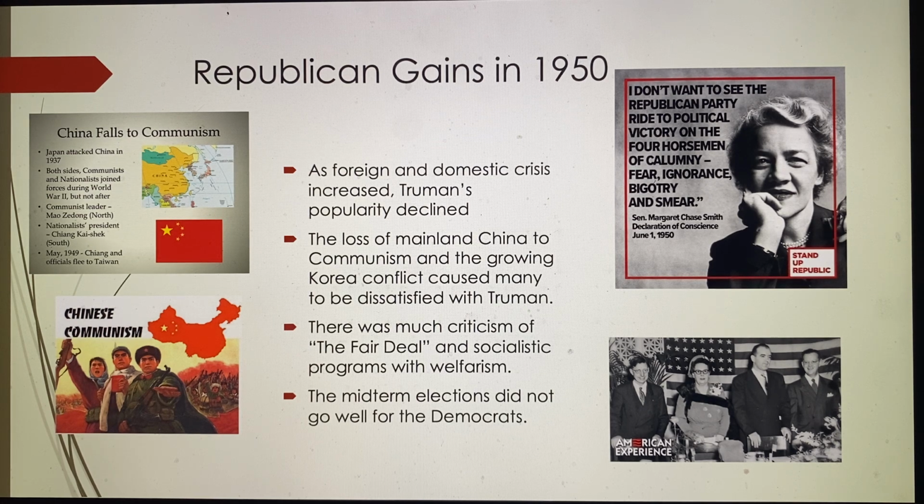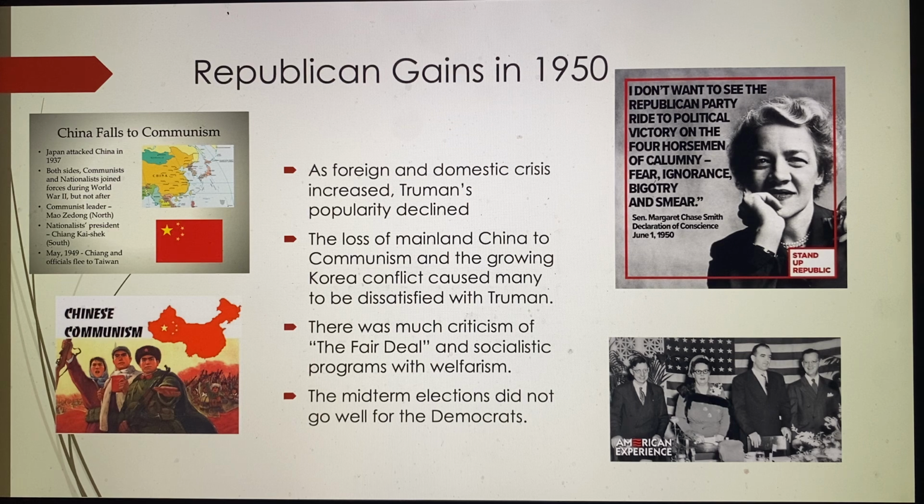Japan attacked China in 1937. Both sides, communists and nationalists, joined forces during World War II, but afterward the communist leader was Mao Zedong, and the nationalists presided under Chiang Kai-shek. In 1949, Chiang and the officials had to flee to Taiwan. Here's Taiwan, and get out of China. So China was taken over by communism, Chinese communism.